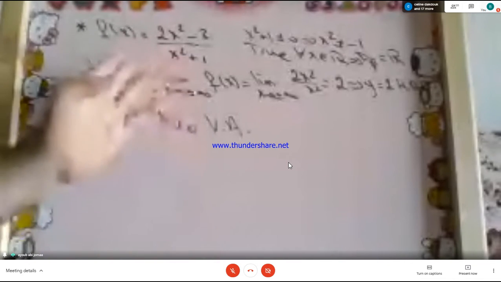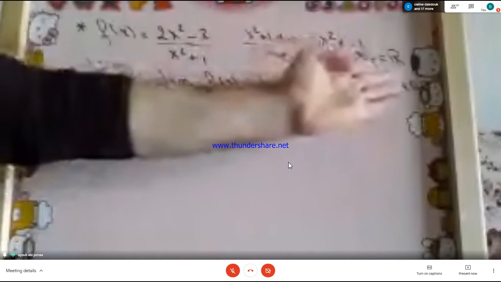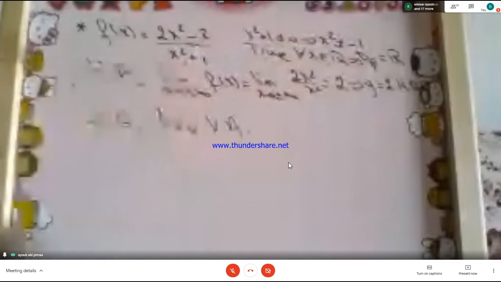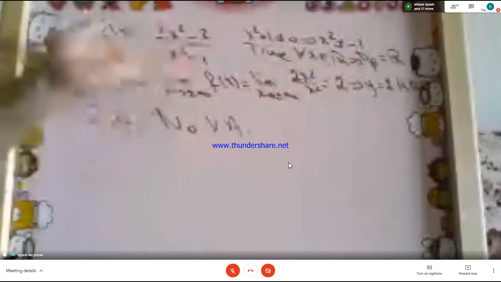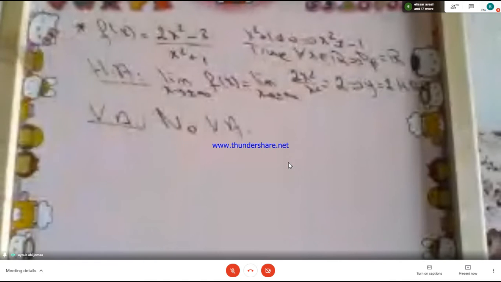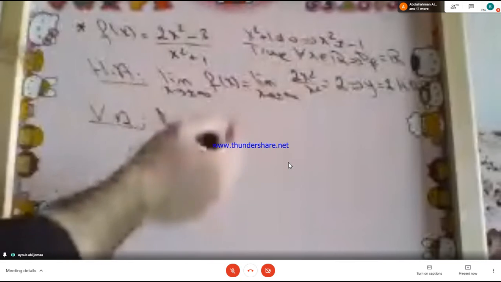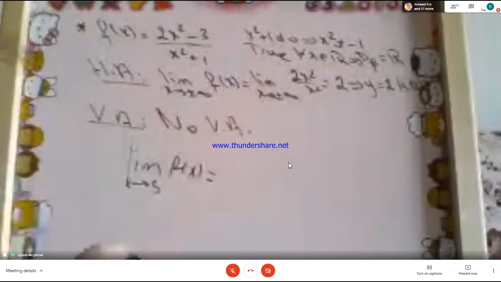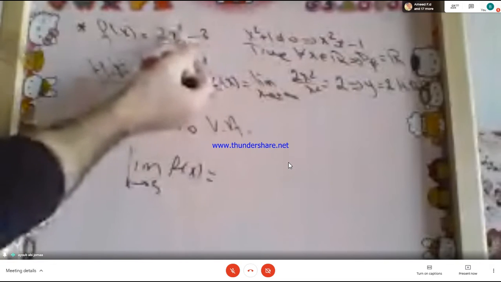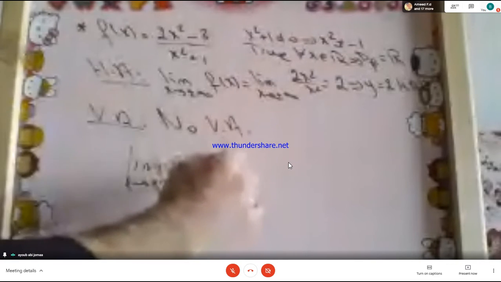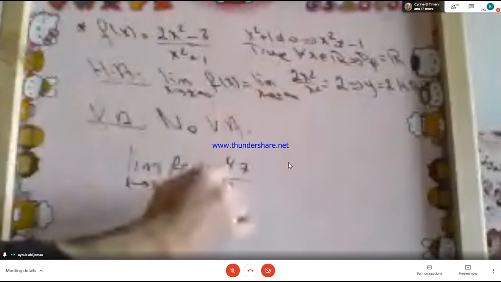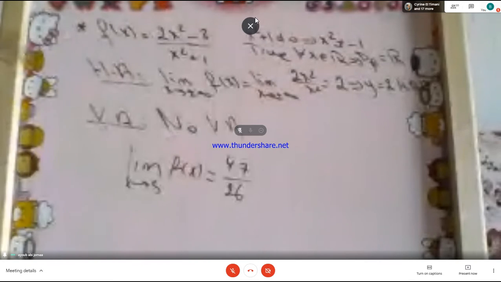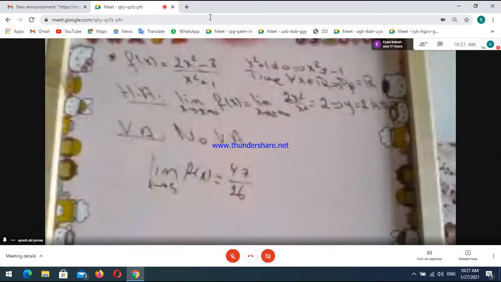If you find the limit as x approaches any number in the set of real numbers, it will not be infinity. It will be a number. For example, choose a number. Limit as x approaches 5, let's say, of f of x. For sure, it is not infinite. If you replace, you get 47 over 26, it's not infinity. It's never infinity. We don't have excluded values.